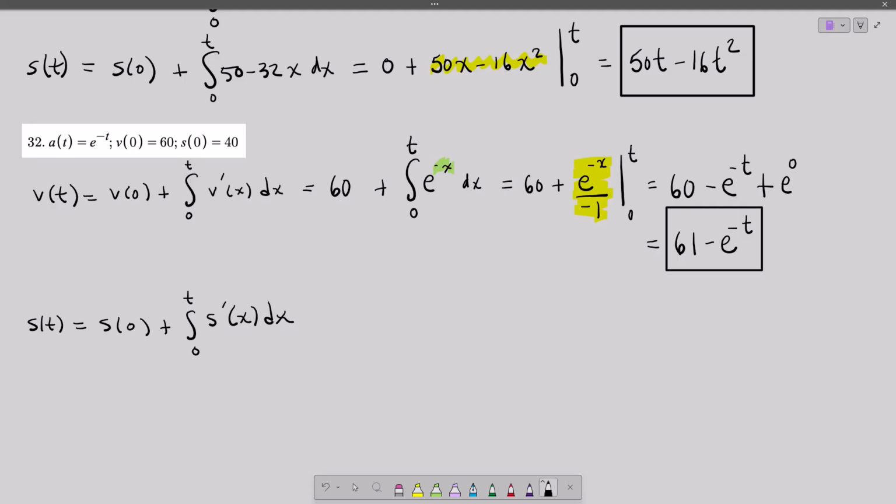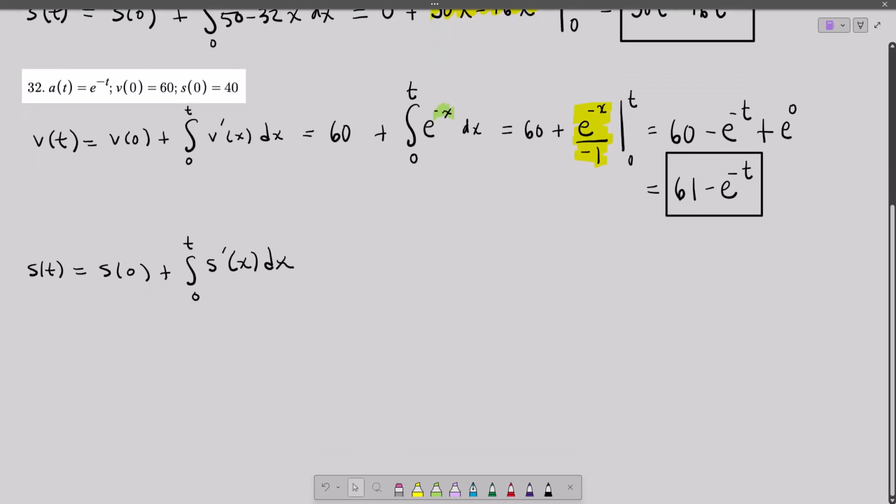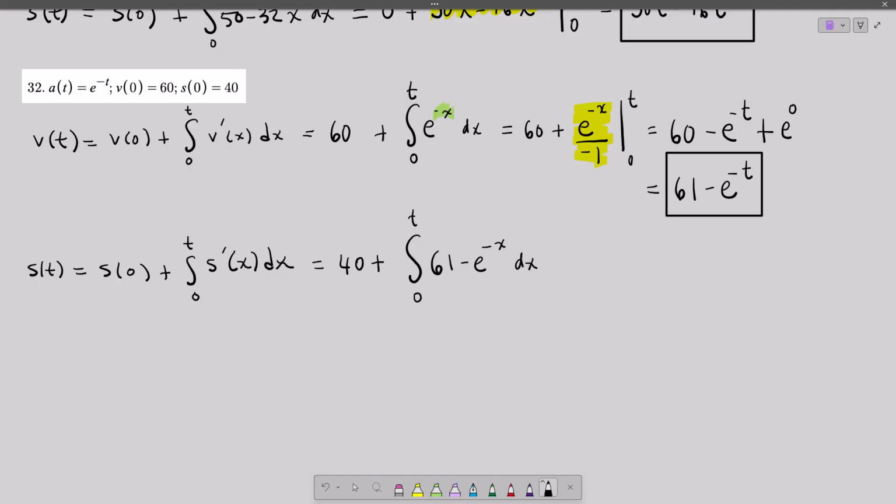All right, and then for the position function, initial position is given to be 40. So we're going to have 40 plus the integral from 0 to t of s prime. S prime and v are the same thing. So this is the function that's going to go in here. With one modification, we can't duplicate t's. We already used the t as that limit of integration, so we just use a dummy variable. Pick your favorite letter.